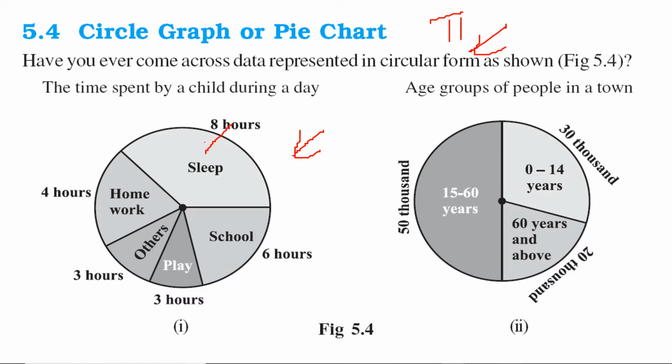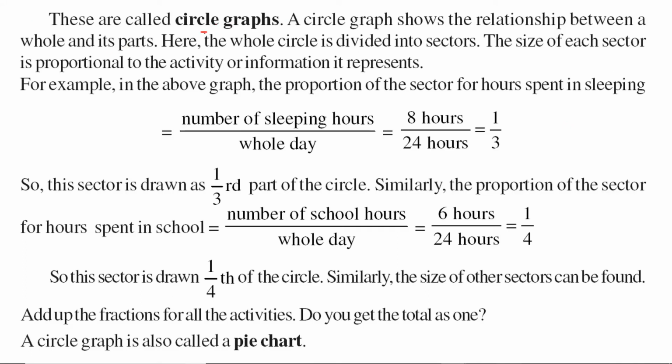see, 8 hours in sleeping, 6 hours in schooling, 4 hours homework, 3 hours of playing, like this. Or an age group of people in a town, say 0 to 15 years, they are 30,000, 15 to 60, 50,000, or you can say they are the number of people. There is multiple data which we can represent. I'm just giving you a few ideas. This can be the numbers, or this can be the amount they have. So these are called circle graphs.